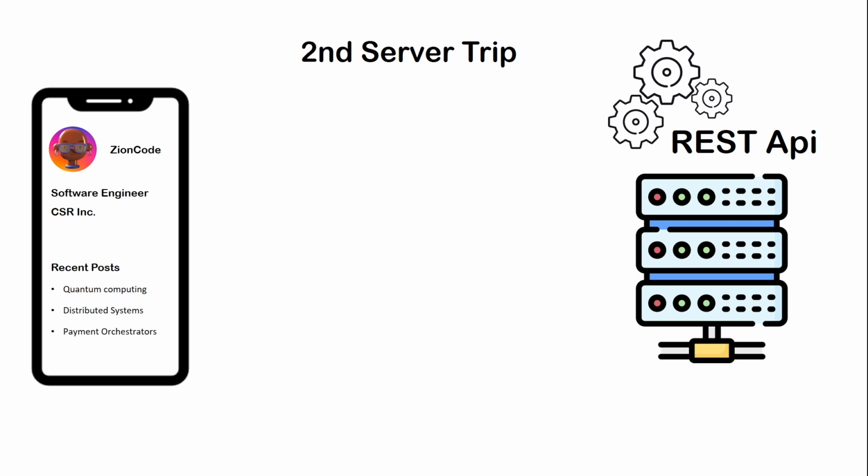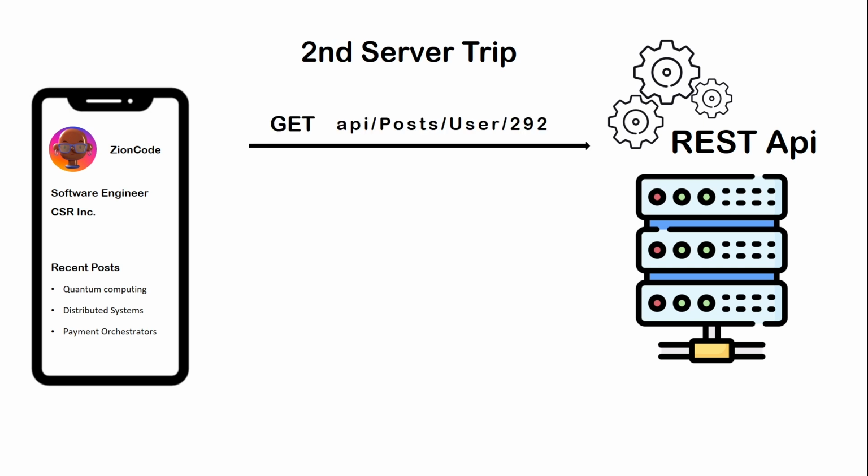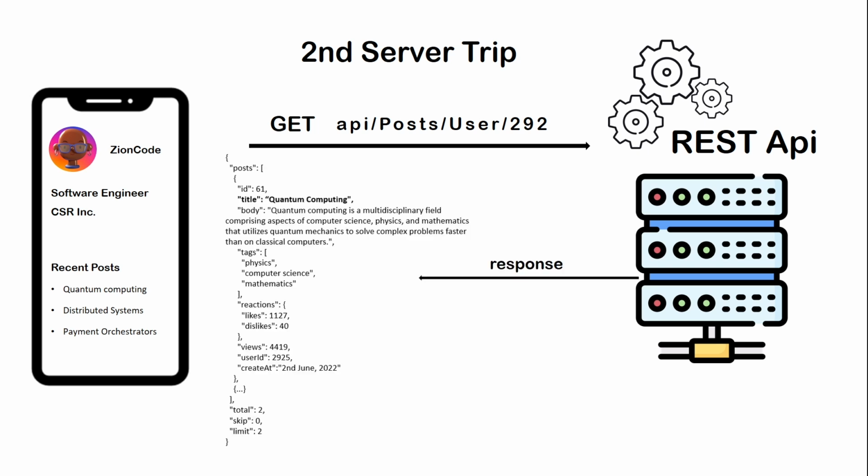And on the second server trip, we make a GET call to the post resource, trying to fetch all of the posts that are tied to that particular user. Now notice that all we needed was just the title of each post. But see what we get back. We get all of the information that is tied to a particular post.